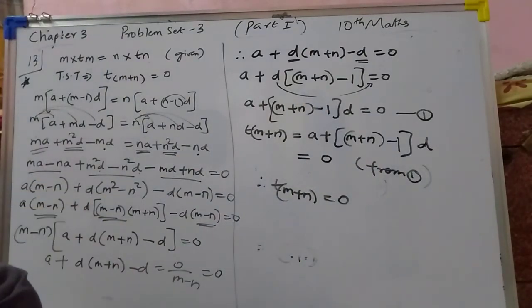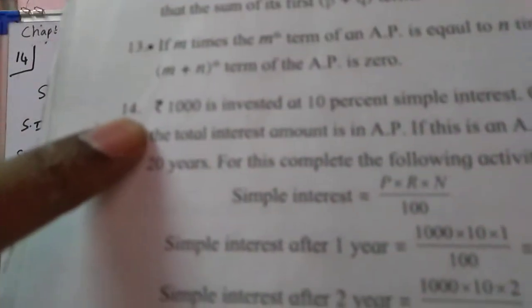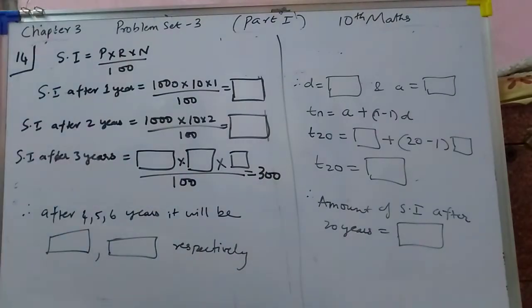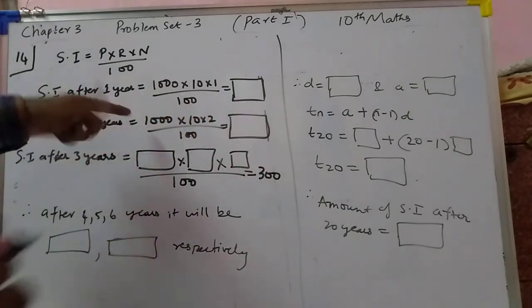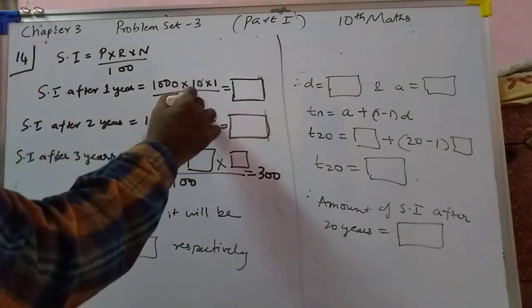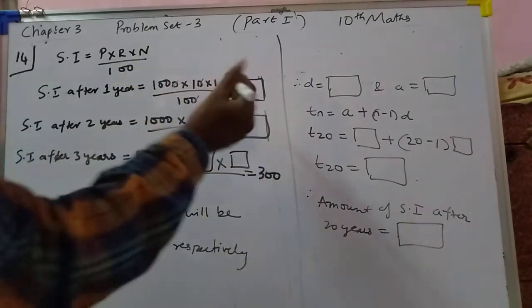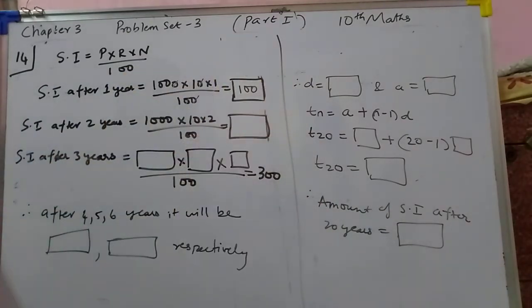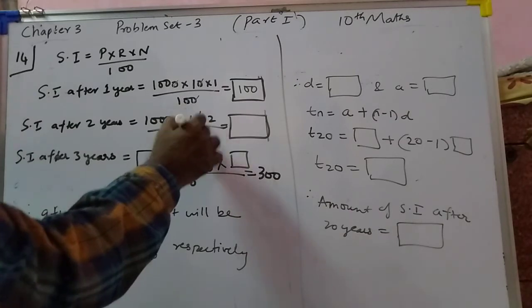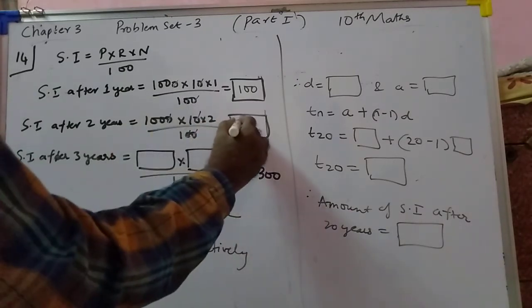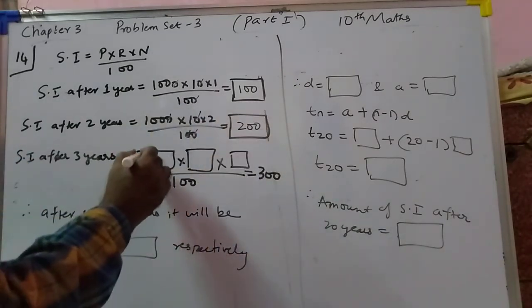Next we do another problem. 14th problem, boxes are given. Fill them. Simple interest after 1 year: just cancel this, 1 into 100, 100. Here also cancel the 0, 2 into 100, 200. Here 1000, 100.